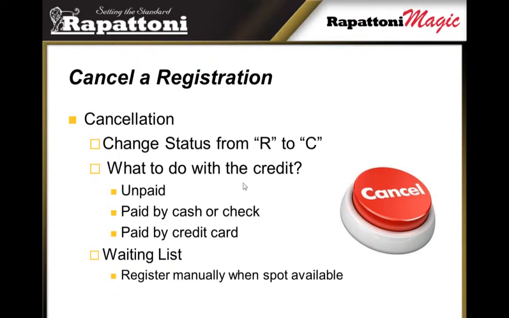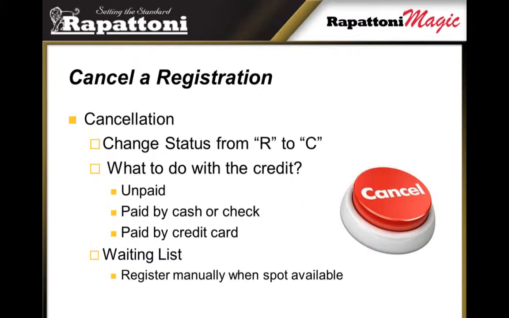So what do you do with the credit that's created? Well, if the class was unpaid, there will be a debit and a credit of equal dollar amounts. You'll need to apply them against each other. If the agent had paid for the class via cash or check, then they'll have a credit on their account. The credit can be applied to another class, or you can refund that money, or you can apply it to another outstanding invoice in the future. And if the agent paid by credit card, when you go to cancel, you'll actually be prompted at that moment to issue a credit back on their credit card.